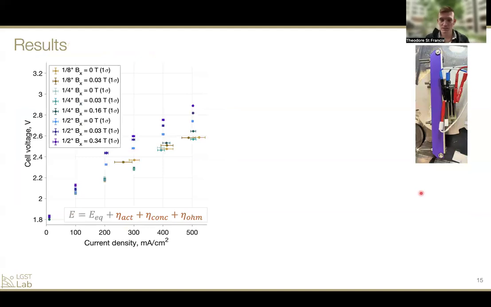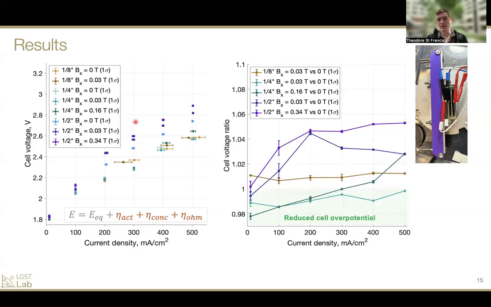So here's what the results look like. And right off the bat, we see that as expected, the cell voltage increases with current density. But unfortunately, if you zoom in on the 1/2 inch magnets from no magnet to equivalent magnetic field to the highest field possible, we see that there's an increase, which is not what we expect and is not what the literature on this topic shows.